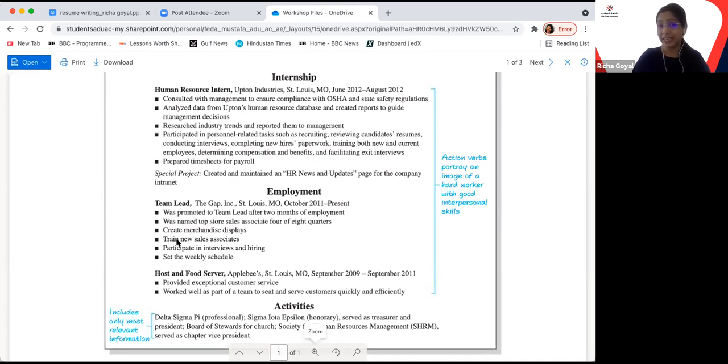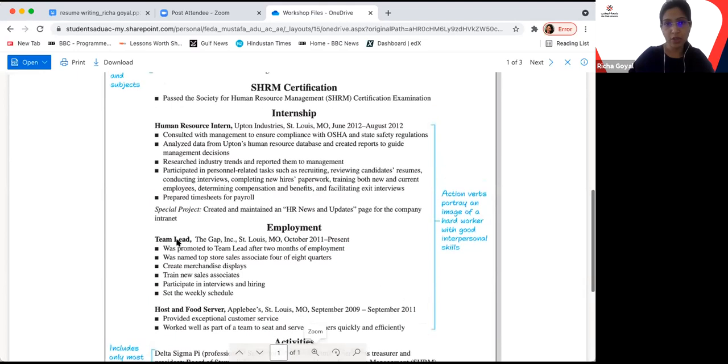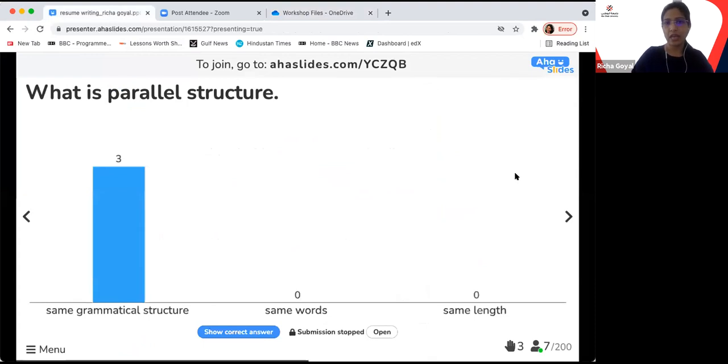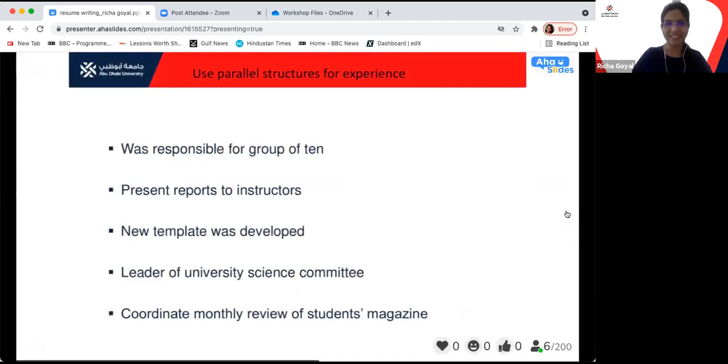It is reader friendly. It's cognitively easy to read and understand parallel lists. So one characteristic of good writing is parallel structure. So whenever you make your bulleted list, make it parallel, make it similar. Consulted, analyzed, researched, participated, prepared. Okay. Now let's move on. I see there are seven participants. Very good. That's great. All right.